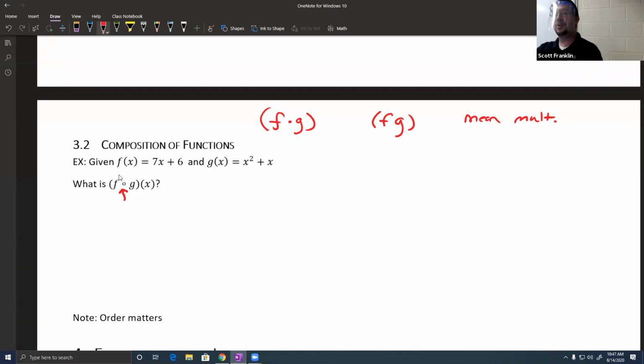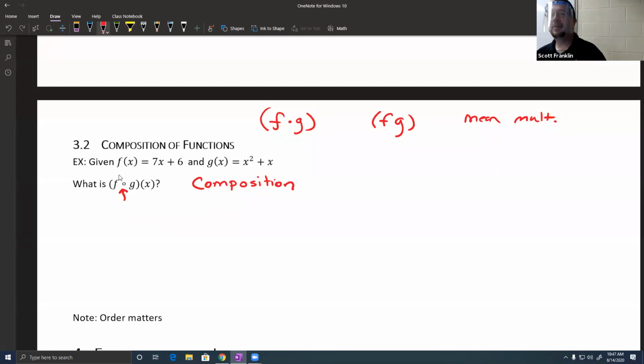But what is it if it's an open circle? Does anybody remember? Insert it. Insert it. That's exactly right. You remember the name? Yeah, exactly. So that's what we mean to put one into the other, f of g. There's a name for that. It's called, anyone? It's called composition.